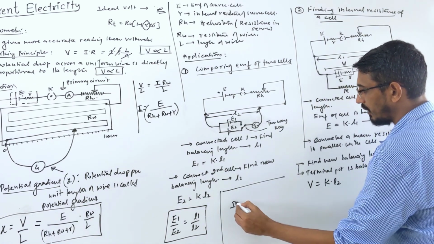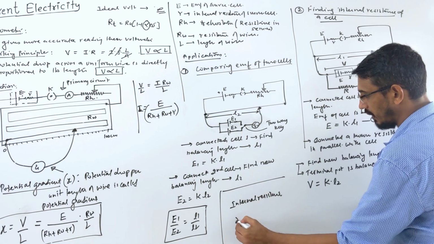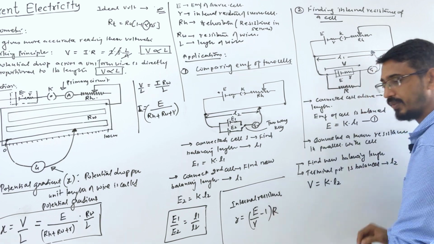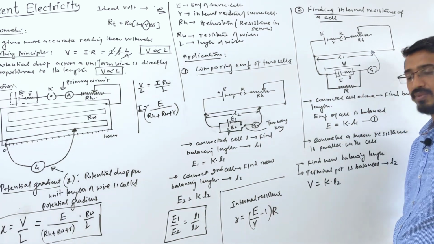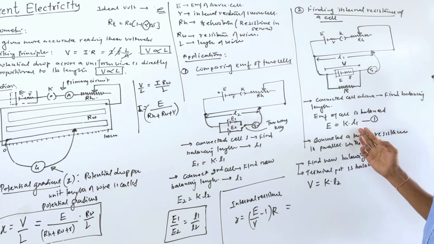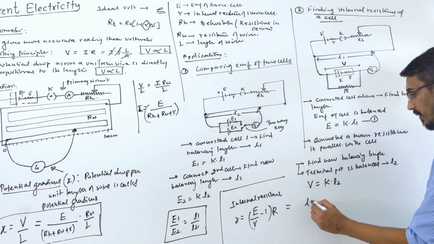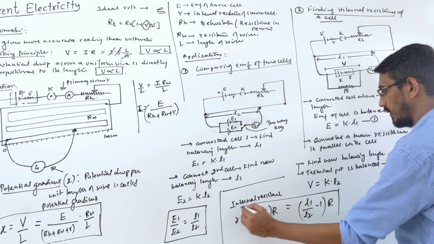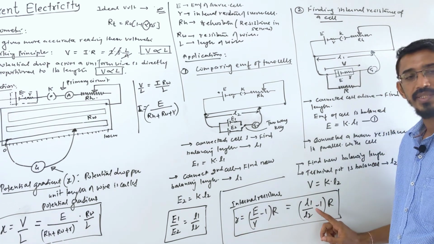Now we already know the internal resistance of a cell. What is the formula? r is equal to (E by V minus 1) into R. This was the formula. You learned this in the cell topic, discharging and charging of a cell, then this formula came. Now here E is K into L1 and V is K into L2. You put these values here, you will get simply r equal to (L1 by L2 minus 1) into R. That's your answer.